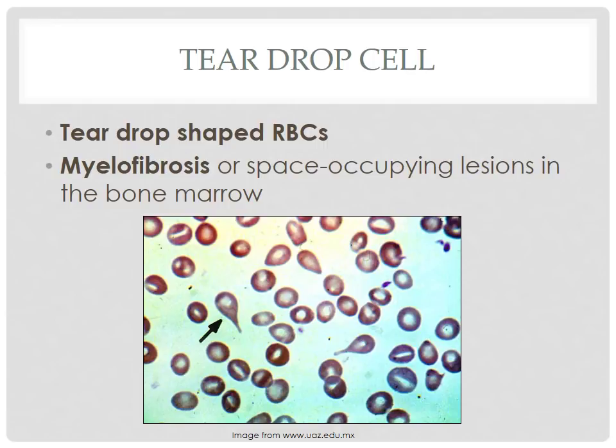Teardrop cells on peripheral smear. These are red blood cells that are in the shape of a teardrop. And the most common reason you'll see these is myelofibrosis. We'll be discussing myelofibrosis in upcoming lectures. Another reason you might see teardrop RBCs could be some other space-occupying lesion of the bone marrow, like a bone marrow tumor. And some great examples of teardrops on the image below, right here.